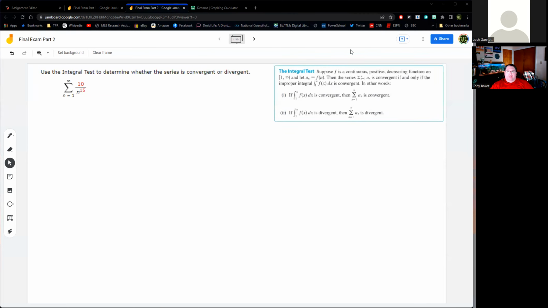All right, so remember the integral test says we need to make sure that it's continuous, positive, and decreasing. And then we're doing the integral. If the integral is convergent, then the series is convergent.